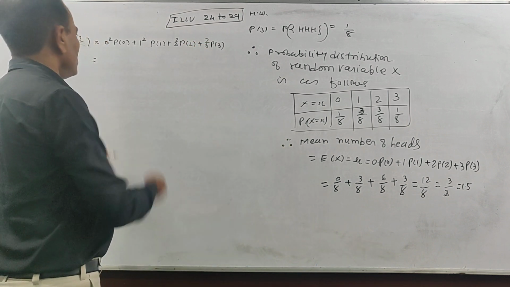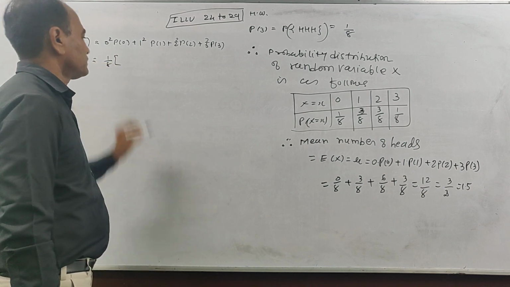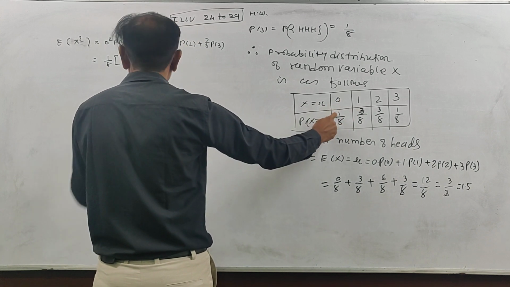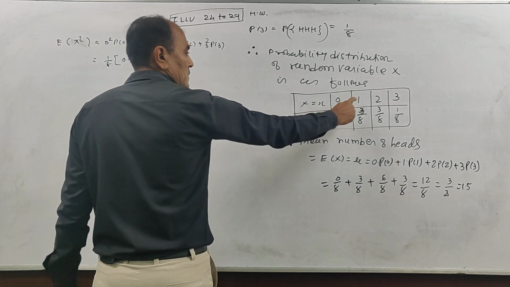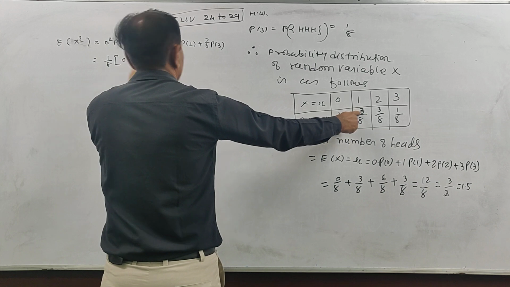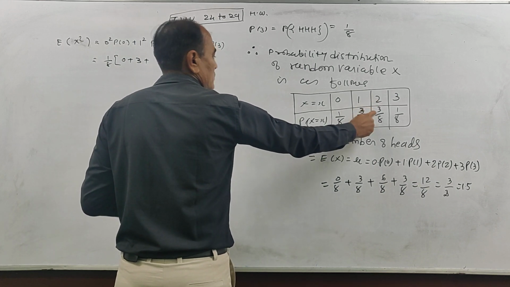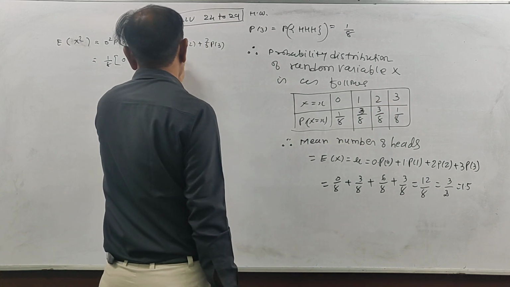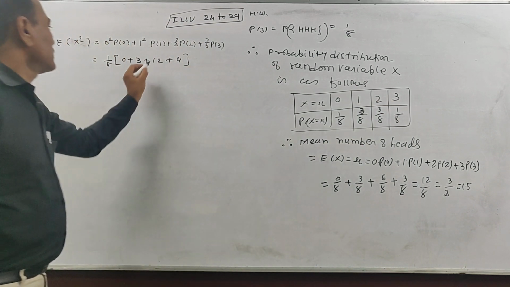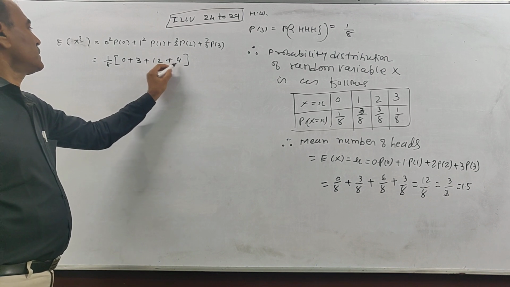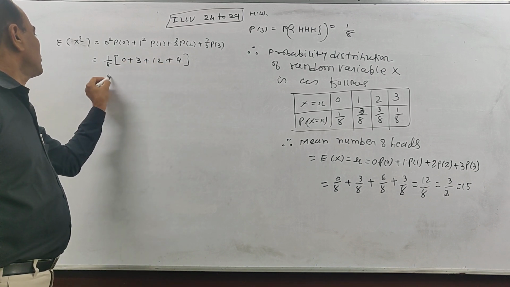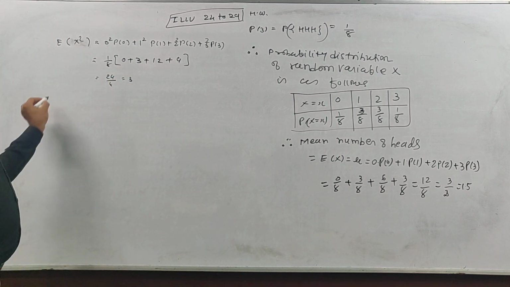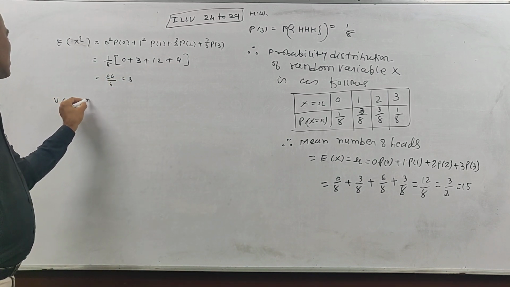Now see, 1 by 8 and 3 by 8. 0 square into 1, that is 0. 1 square into 3, that is 3. 2 square into 3, 4 3s are 12. Plus 3 square into 1, 9. 12 plus 9, 21 plus 3, 24 by 8. That comes to 3. So what is the variance of x?